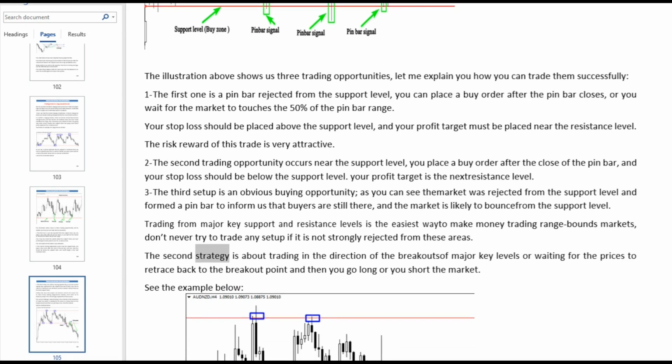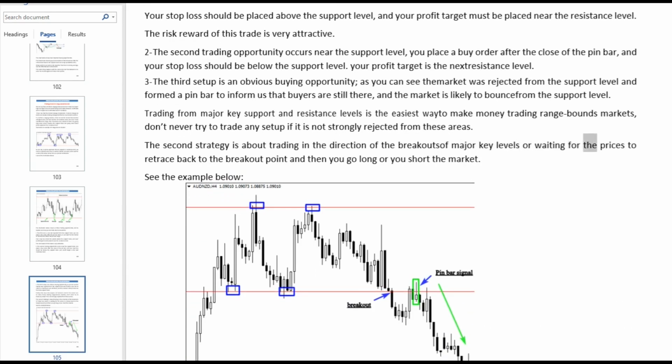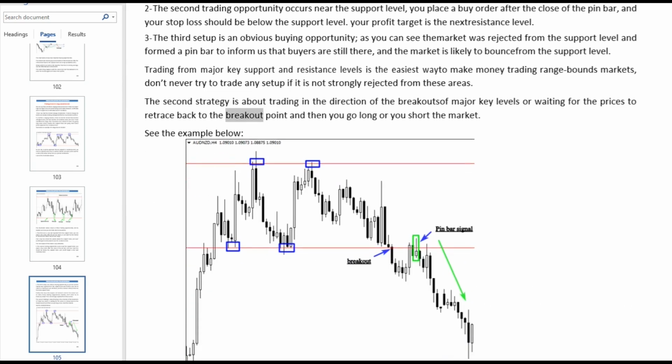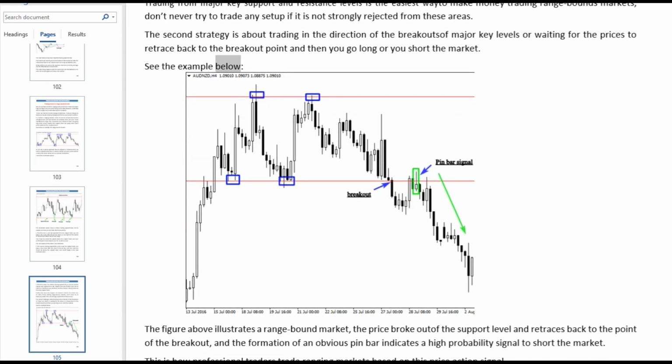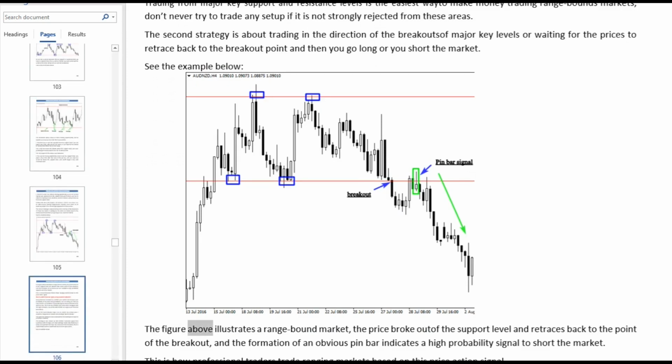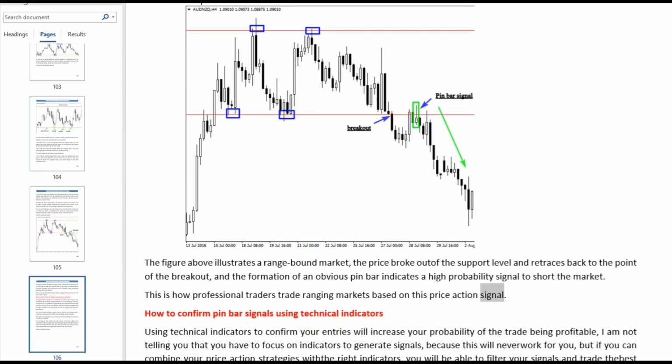The second strategy is about trading in the direction of the breakouts of major key levels, or waiting for the prices to retrace back to the breakout point and then you go long or you short the market. See the example below. The figure above illustrates a range-bound market. The price broke out of the support level and retraced back to the point of the breakout, and the formation of an obvious pin bar indicates a high probability signal to short the market. This is how professional traders trade ranging markets based on this price action signal.